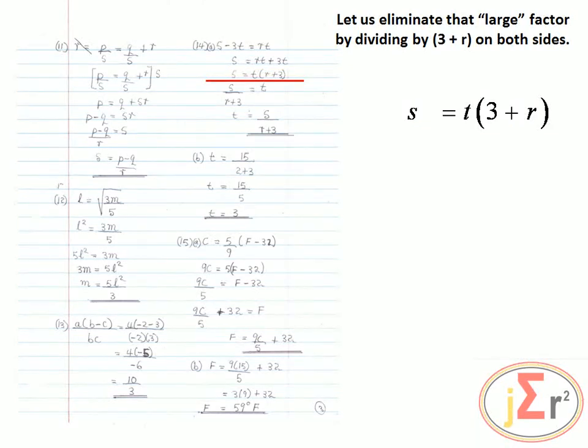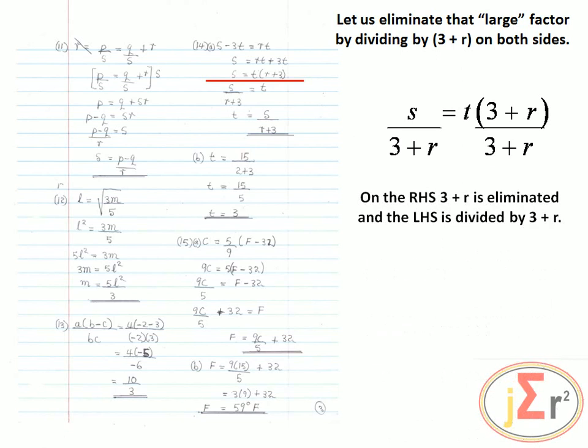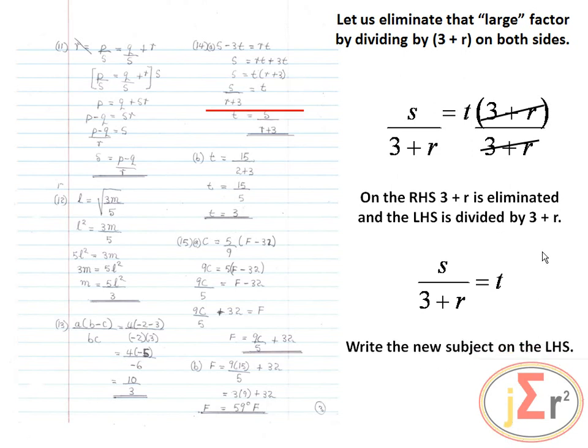Let us eliminate that large factor by dividing by 3 plus r on both sides. That's what we always do. As soon as we factorize, making the proposed subject the common factor, we divide by the other factor. And we eventually have to turn or reverse that equation. Write the new subject on the left hand side.